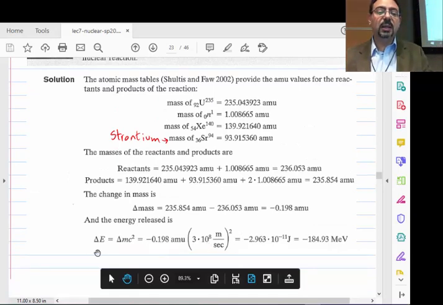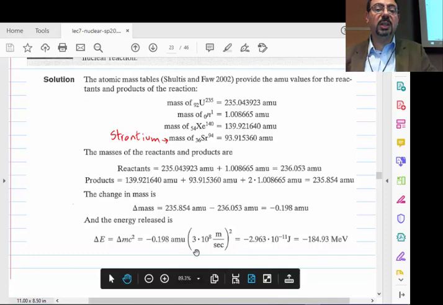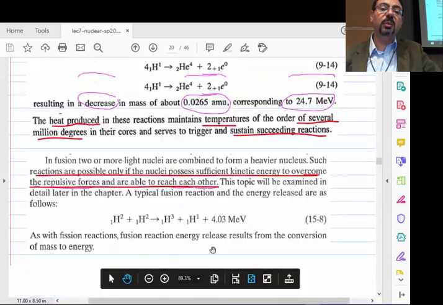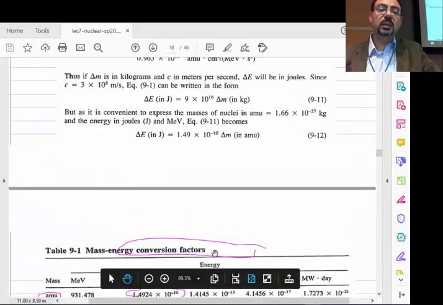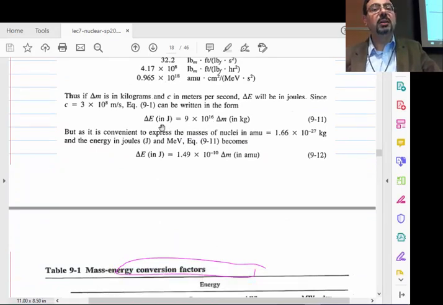So the equation is delta E is delta M multiplied by C squared, and C, the speed of light, is 300 million meters per second, or 3 times 10 to the power 8, squared. So that's why it's 9 multiplied by 10 to the power 16 that we saw before. Remember? Where did we see that? Here. 9 times 10 to the power 16, because 8 and 8, and 3 and 3 become 9. That's the equation.